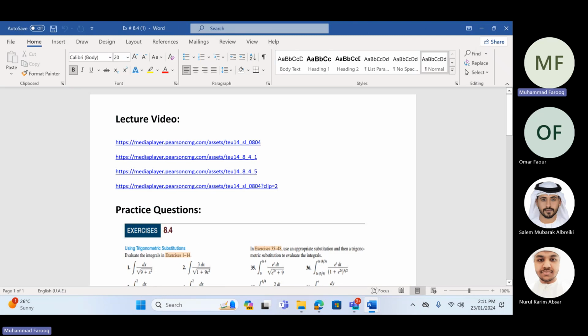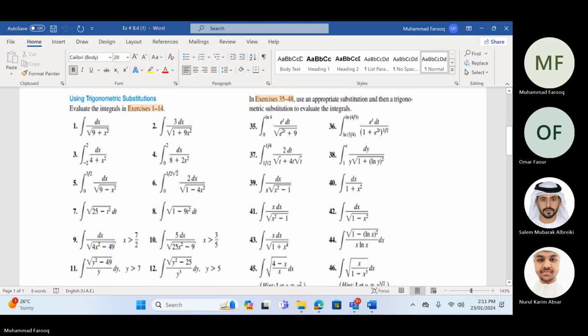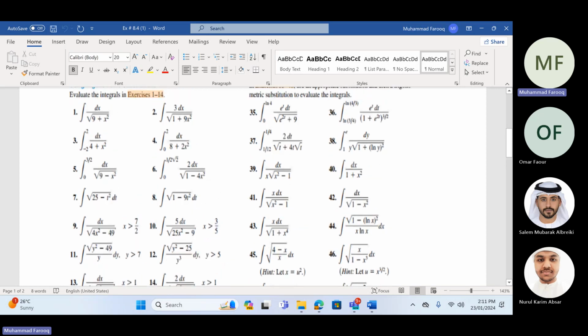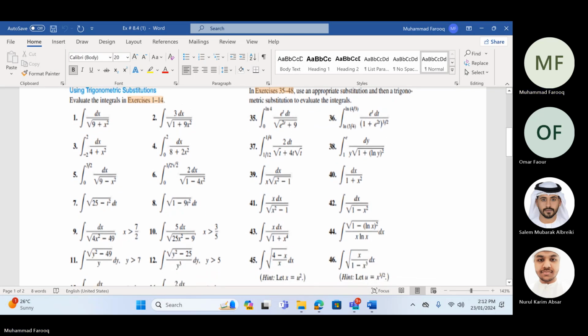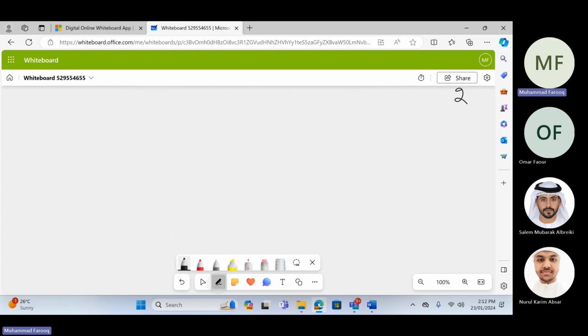So these are the 8.4 questions from the ebook. There are many questions, maybe we don't need all of them because they are not close to this substitution. Anyway, I will share these questions. Let's start with number 4: integrate from 0 to 2 dx over 8 plus 2x squared. Question 4 of 8.4.